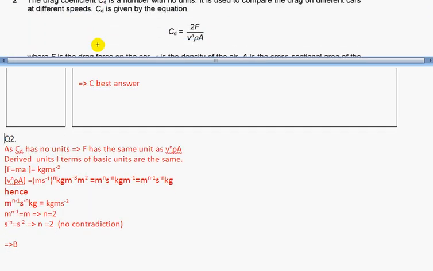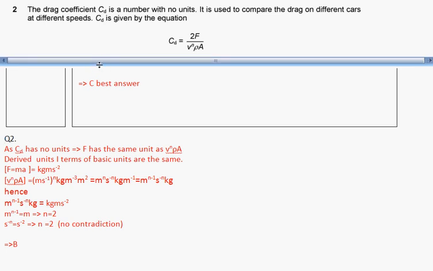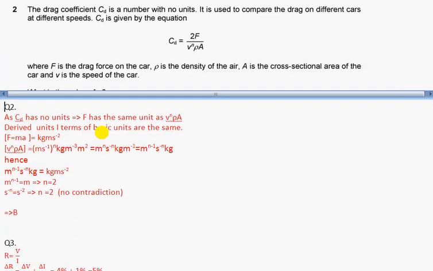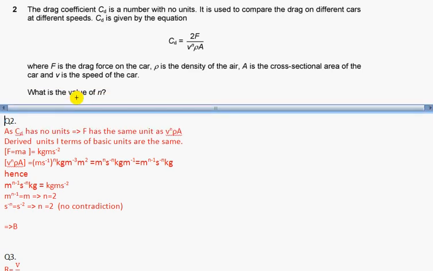Question 2. The drag coefficient CD is a number with no units. It is used to compare the drag on different cars at different speeds. CD is given by the equation. So it has no unit, where F is the drag force, ρ is density, A is cross-sectional area of the car and V is speed. What is the value of n?